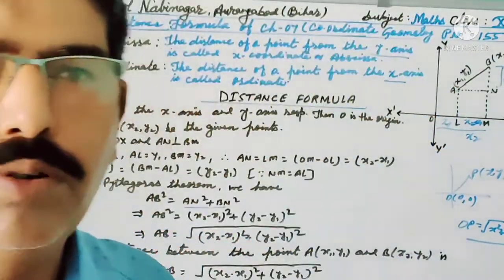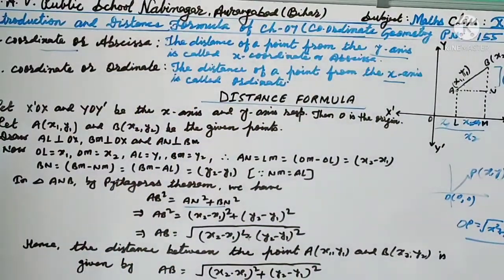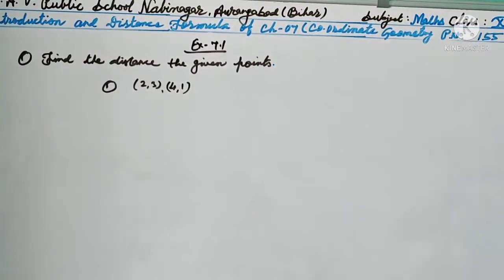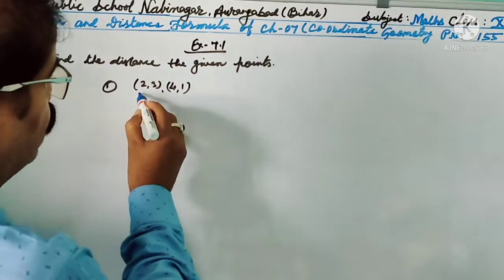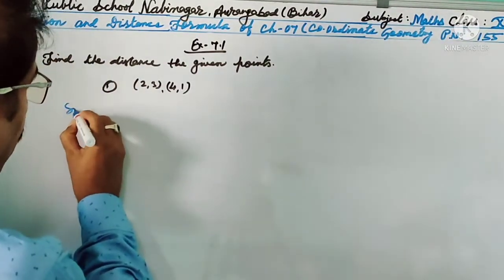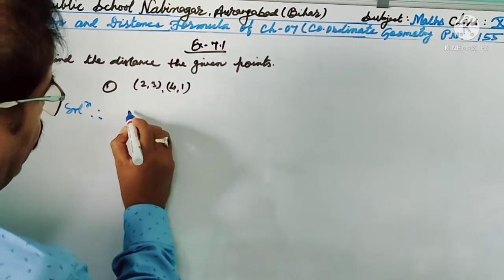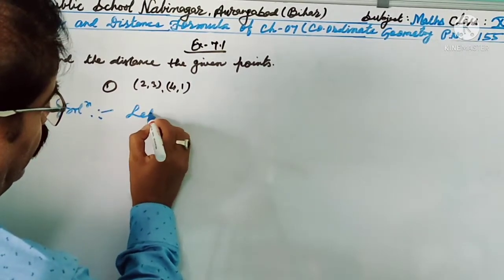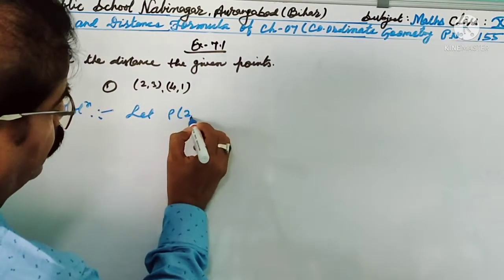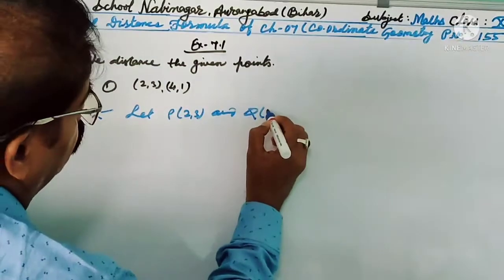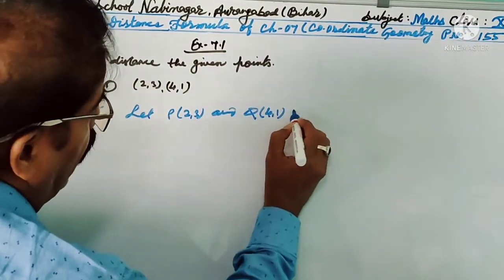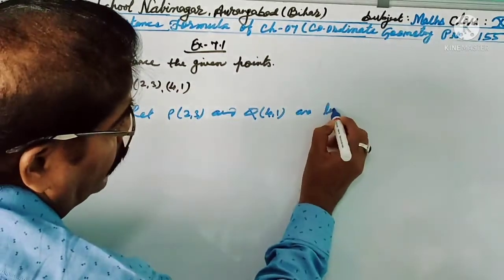Let us move. Dear students, the first question of exercise 7.1: given 2 points 2, 3 and 4, 1, find the distance. Let P 2, 3 and Q 4, 1 be the 2 points.